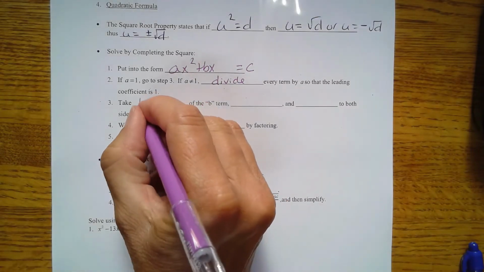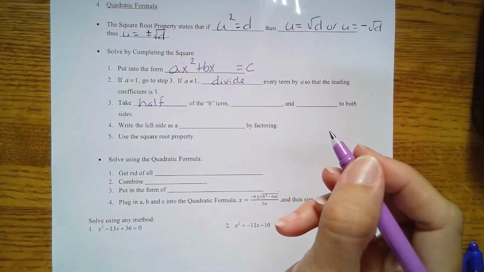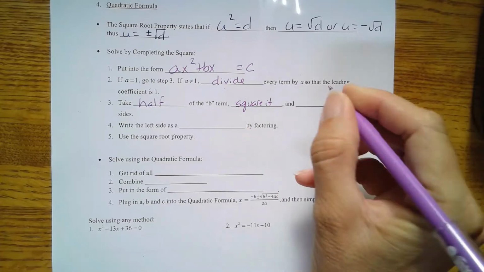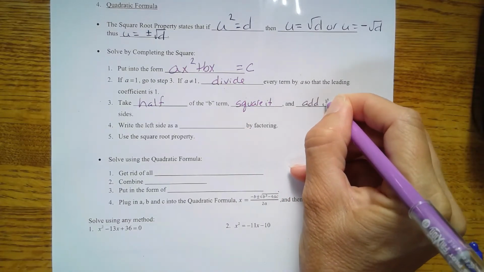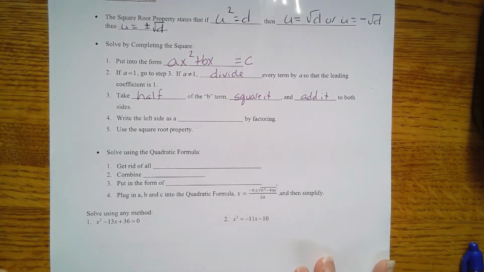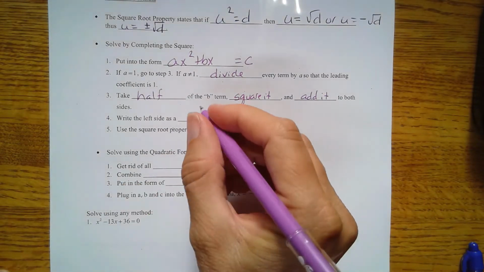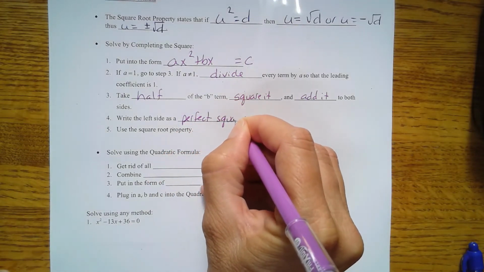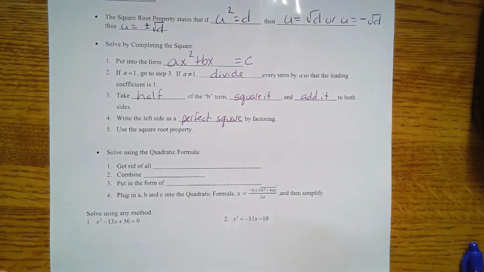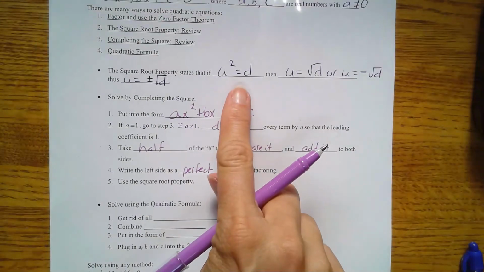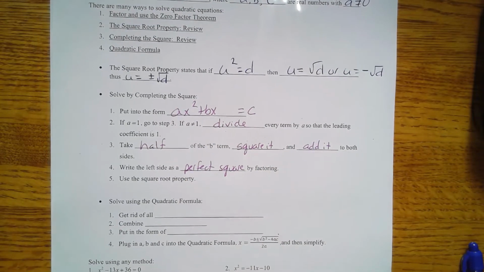Then we're going to take half of the b term, then we're going to square whatever number we got, and then add it to both sides. Now why do we do these crazy steps? Because then we're going to have a nice perfect square that we can factor. So write the left side as a perfect square by factoring. And then use the square root property, which is what we just listed above. So the square root property works great when it is already in the form, or if you want to put it into the form by completing the square.